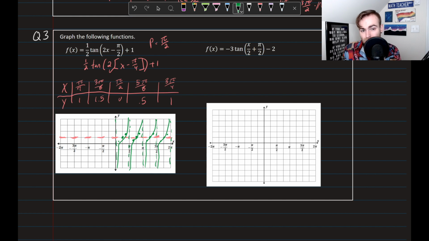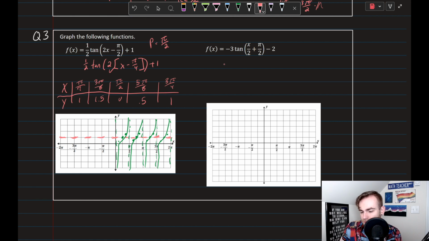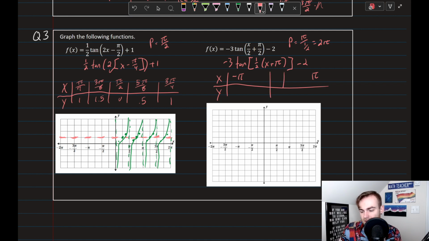So if you haven't already, I do want you to try this next one out, but I'm going to start it now. So I know that I first have to factor -3 tangent of 1/2 x plus pi minus 2. So I know, first and foremost, that my period is going to be pi divided by 1/2, which is equal to 2 pi. Which is great, and I'm going left pi. So when I'm making my x, y, I'm going to cheat a little bit, and I'm already going to start at negative pi, and I'm going to end at pi because I know my period is 2 pi.